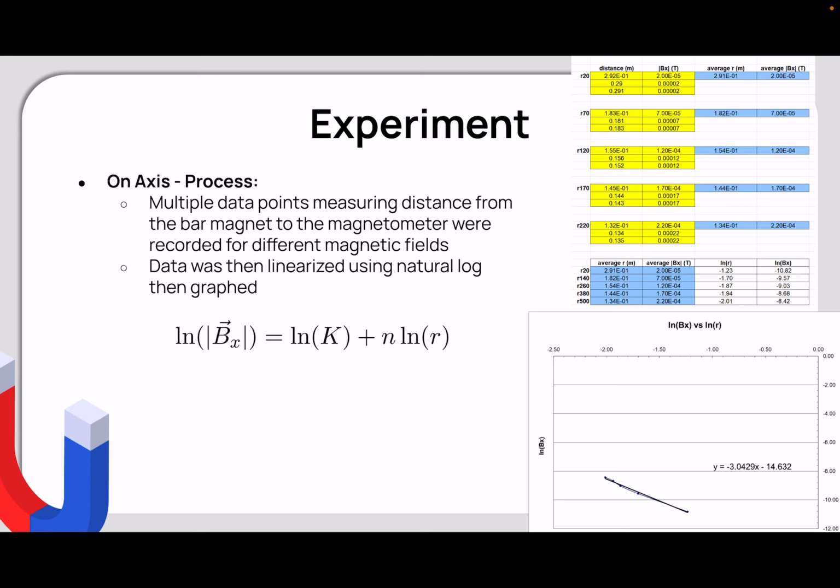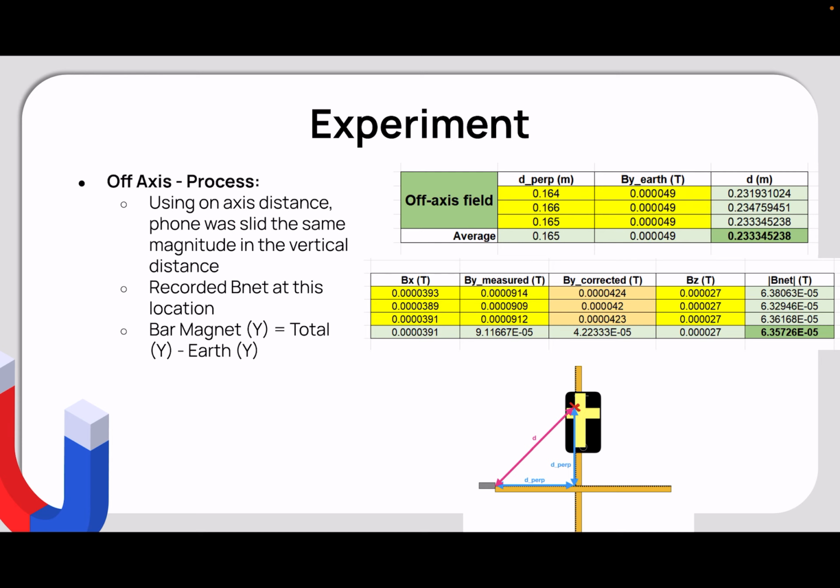Now we were finding the on-axis component, so we had multiple data points measuring distance from the bar magnet to the magnetometer using different magnetic fields. This data was then linearized using the below natural log equation and then graphed.